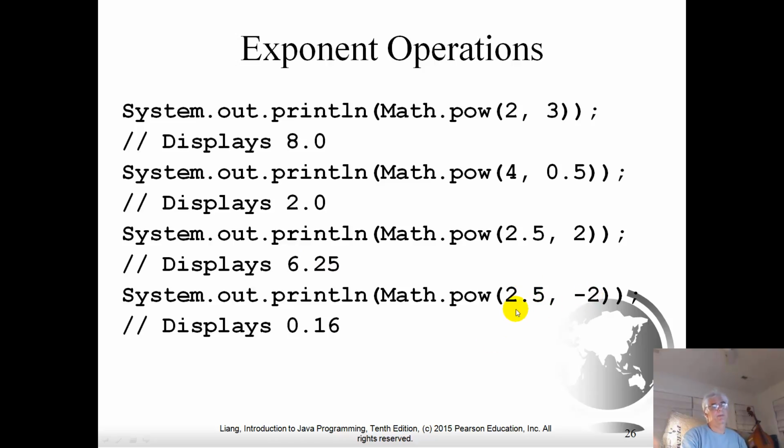Here we have Math.pow, 2.5 is the base, minus 2 is the exponent. What is that like? That's like 1 over 2.5 squared is another way to look at that. Bottom line is 2.5 raised to the minus 2 power. Your result is 0.16. Make sure you understand this. You will need to do this in your homework this week. And again, I do have an exercise for you out on Blackboard.